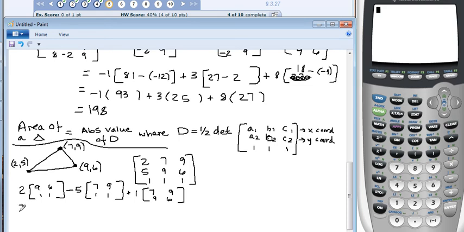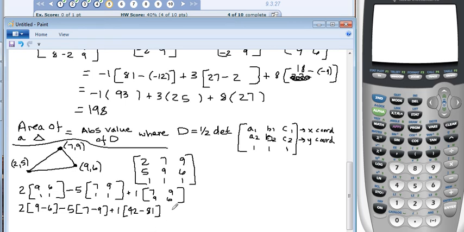So now I'm going to take the cross product. So I've got 2 times, I've got 9 and a 6: 9 minus 6, right? Subtract my 5 times 7, 9. I'm multiplying. 7 minus 9. I've got my 1, 42, 81. I'm multiplying. 42 minus 81. Okay?